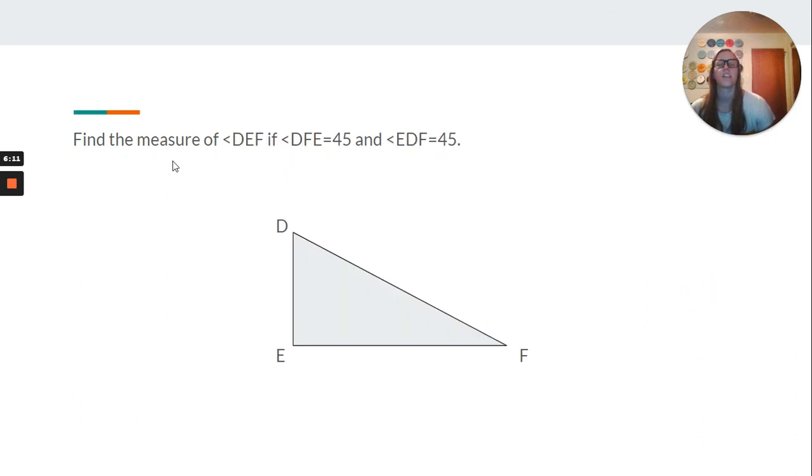Okay. So it says find the measure of DEF. So this angle right here, if DFE and EDF are 45. So 45 and 45 is 90. 180 minus 90 is going to give us 90. So angle DEF equals 90.